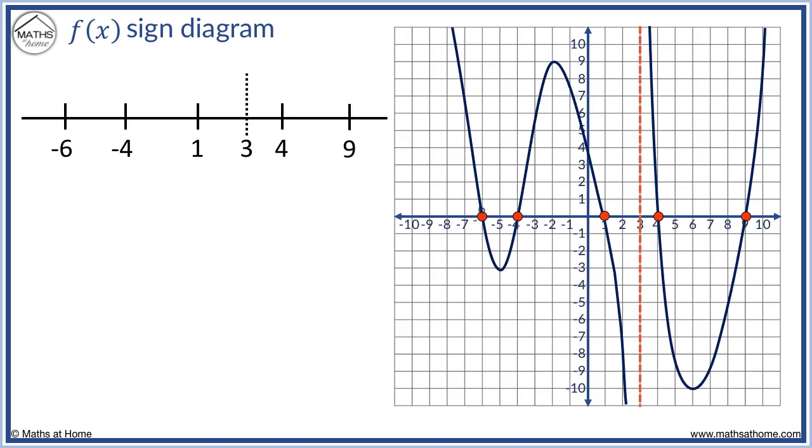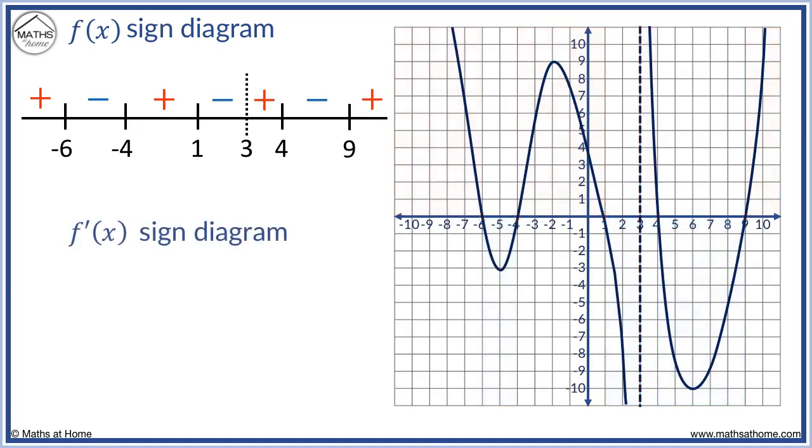Before -6, we are above, so positive. Between -6 and -4, we are below, so negative. From -4 to 1, we are above. From 1 to the asymptote of 3, we are below. After the asymptote from 3 to 4, we are above. From 4 to 9, we are below. And after 9, we are above.